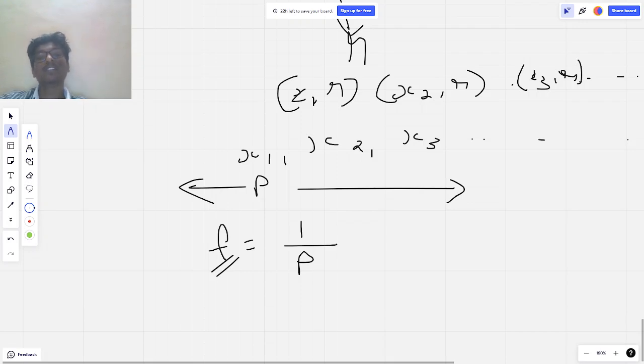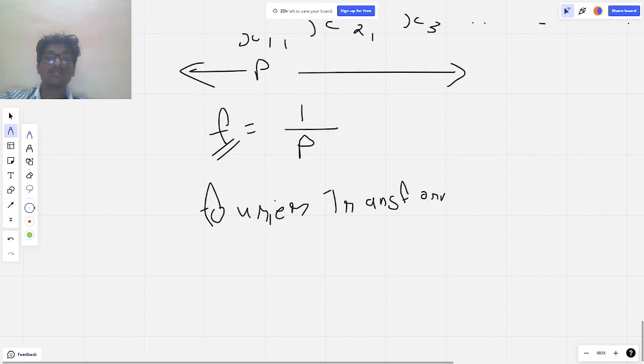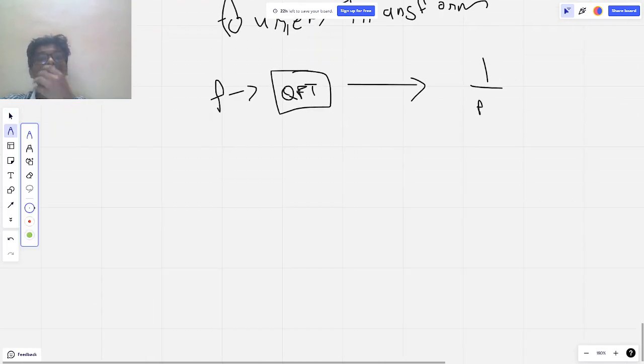So how do we find this frequency f? We can find it using a mathematical concept, the Fourier transform, and there's a quantum version of this too. Using this quantum Fourier transform, if we input this f, we will definitely get 1 by p. There are a lot of mechanisms inside the quantum Fourier transform, but essentially, if we input this frequency, we will get 1 by p.